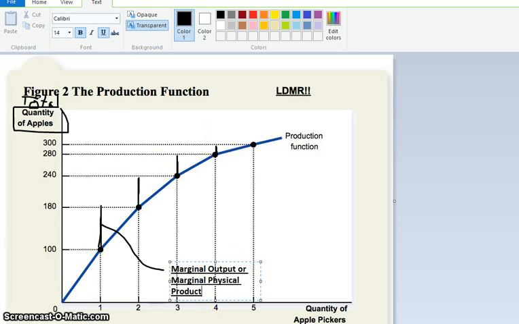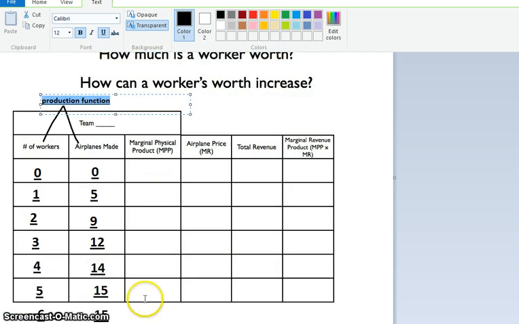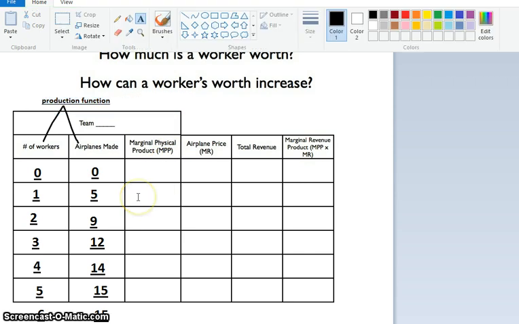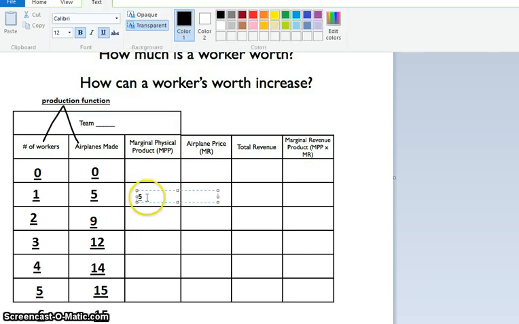So they're the additional output that comes from a unit of input. So our input is the worker here. Well, how much did that first worker contribute to the number of airplanes made? Hopefully, you're sitting there, you go, that's pretty simple. We went from 0 to 5, so that's 5. And let me make that a little bit bigger now. Okay. Made 5. That's pretty good.